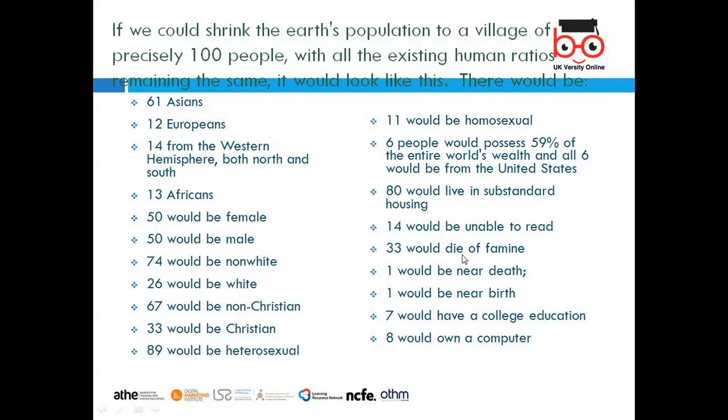We are looking at how much wealth people would possess. Six people would possess 59% of the entire world wealth, and all six would be from the United States. 80 would live in substandard housing. 14 would be unable to read. 13 would die. One would be near death. One would be near birth. So these are the findings of the research.